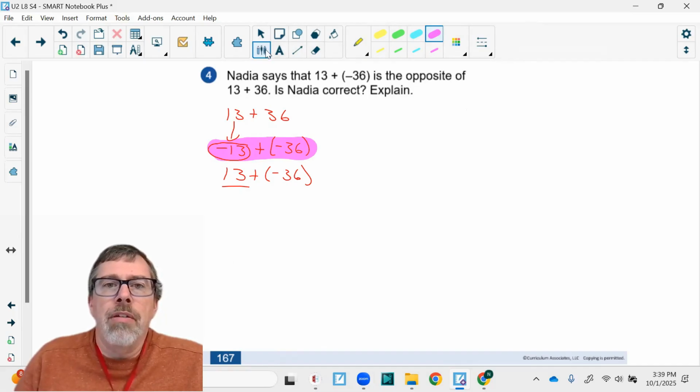And I even made a mistake writing this. Actually, I didn't. This is the opposite. This is what Nadia said. So her only mistake was not taking the opposite of 13.